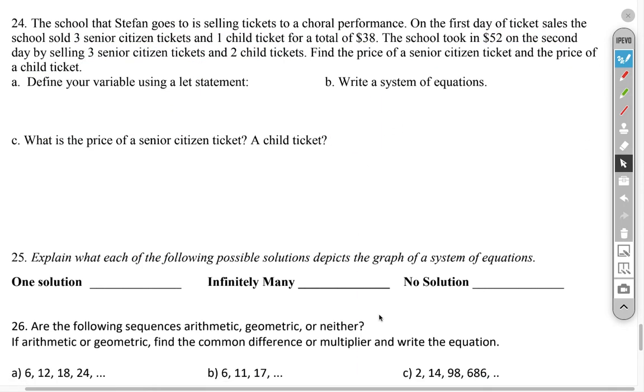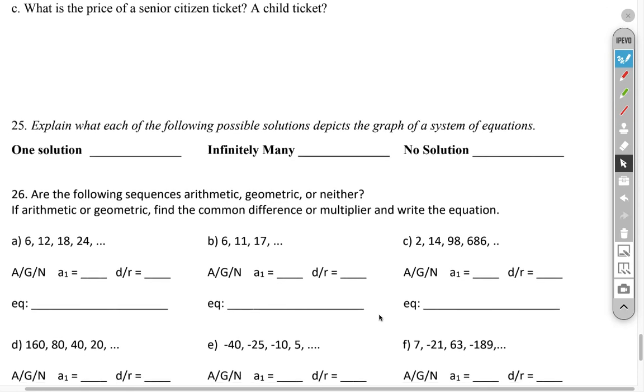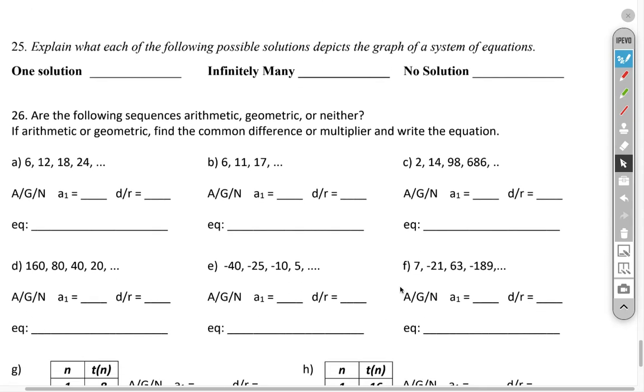All right, number 25 says to explain what each of the following possible solutions depicts on the graph of a system of equations. So think back on systems of equations. We dealt with that for a very long time. If we have one solution, that means we've got intersecting lines and one solution where they cross in the middle.